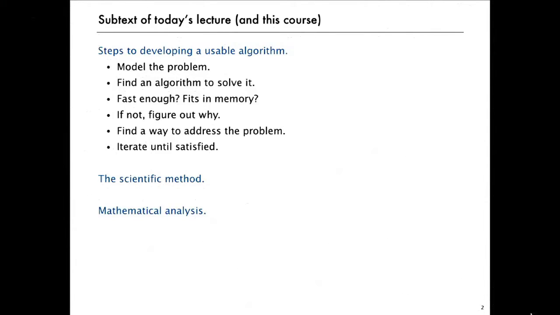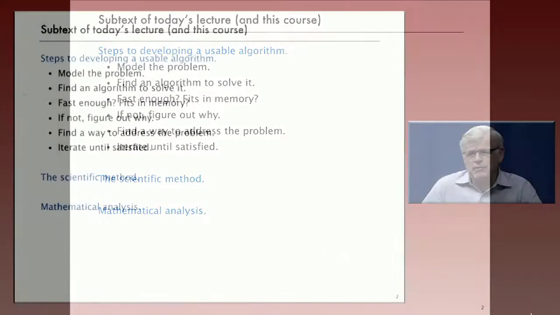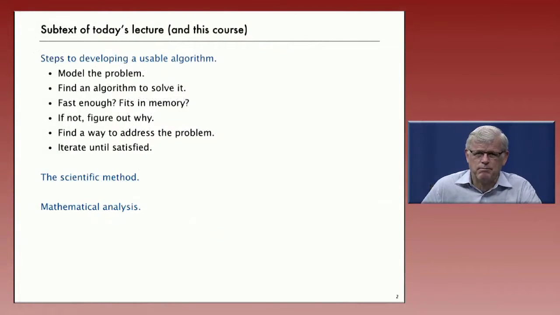The subtext of today's lecture really is to go through the steps that we'll follow over and over again to develop a useful algorithm. The first step is to model the problem. Try to understand basically what are the main elements of the problem that needs to be solved. Then we'll find some algorithm to solve the problem. In many cases, the first algorithm we come up with would be fast enough. Maybe fits in memory, and we'd go ahead and use it and be off and running. But in many other cases, maybe it's not fast enough or there's not enough memory. So what we do is try to figure out why, find a way to address whatever is causing that problem, find a new algorithm, and iterate until we're satisfied.